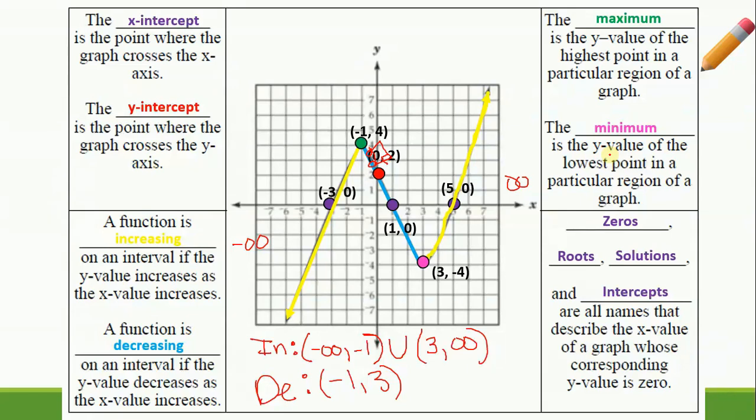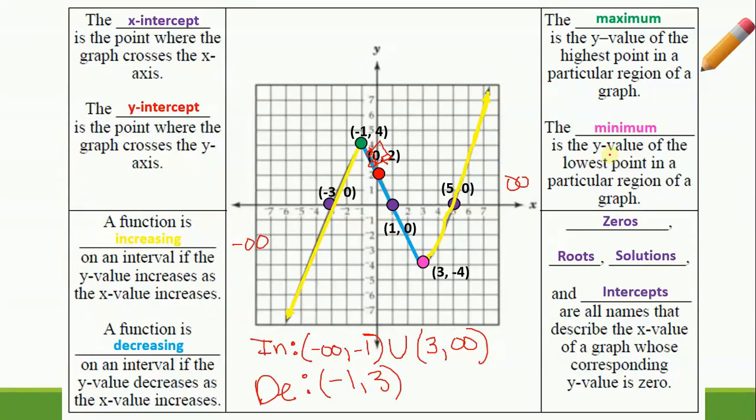There's a lot of different ways to talk about x-intercepts. You're going to maybe hear me say zeros. You maybe hear me say roots. You might hear me say solutions. You might hear me say intercepts. All 4 of those words mean x-intercepts. It's just interchangeable, and you need to be very aware that that vocab is interchangeable.